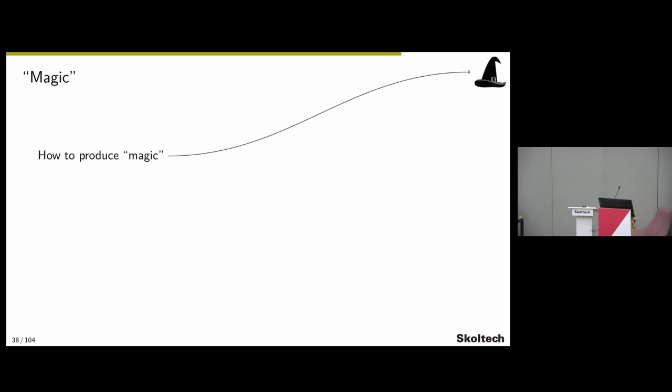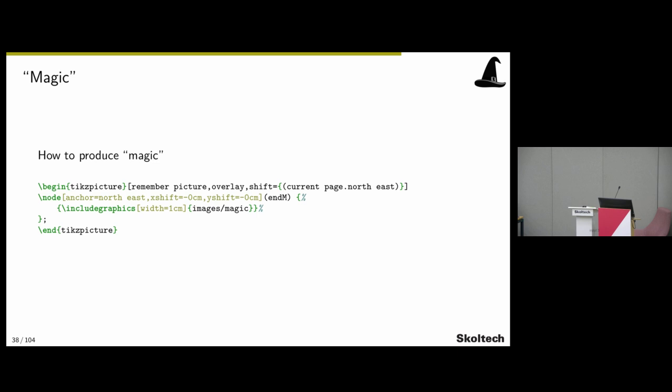Let's go further. The next example is how Anton put the magic hat in the corner of the presentation, because this presentation is made with LaTeX. Let's look at the command. It is pretty hard, probably. So, what do we have here? We have an environment TeX picture. We tell LaTeX that we want to put this picture in the northeast part of the current page. It means in the upper right corner.